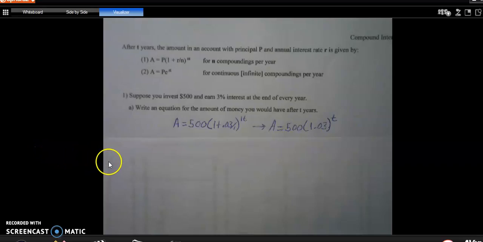So it's a fairly straightforward equation. We have the principal was 500 times 1 plus 0.03, because the 3% interest rate. That's one thing a lot of people miss, is they forget the 0.03, they just put 3. So you got to be careful with that. And then divided by 1, because it's compounded once per year, and then raised to the 1t. So that simplifies to this equation here.